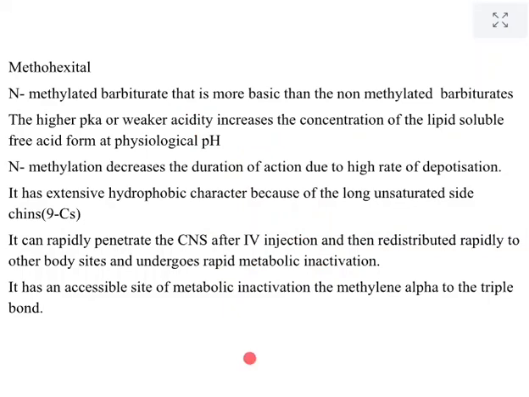But once it promotes metabolism, that means the drug will not linger in the body for too long, and therefore it will give us good recovery, but of course short duration of action. So it has extensive hydrophobic character because of the long unsaturated side chain, which has 9 carbons. It can rapidly penetrate the CNS after IV injection and then redistribute, as we have said, rapidly to other body sites and undergoes rapid metabolic inactivation.